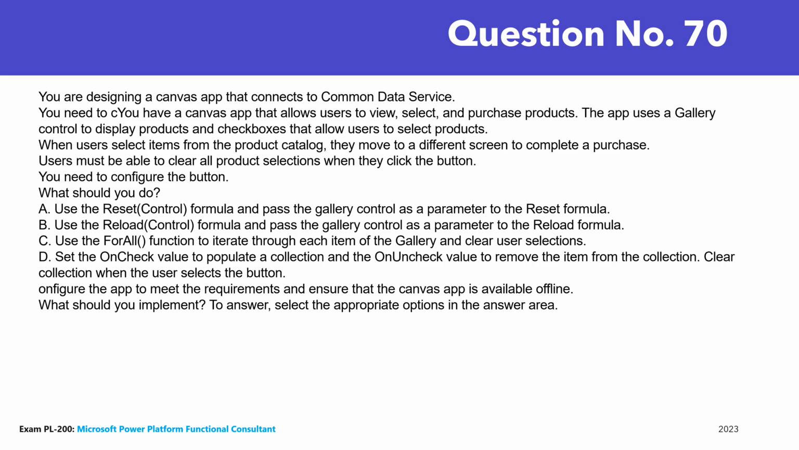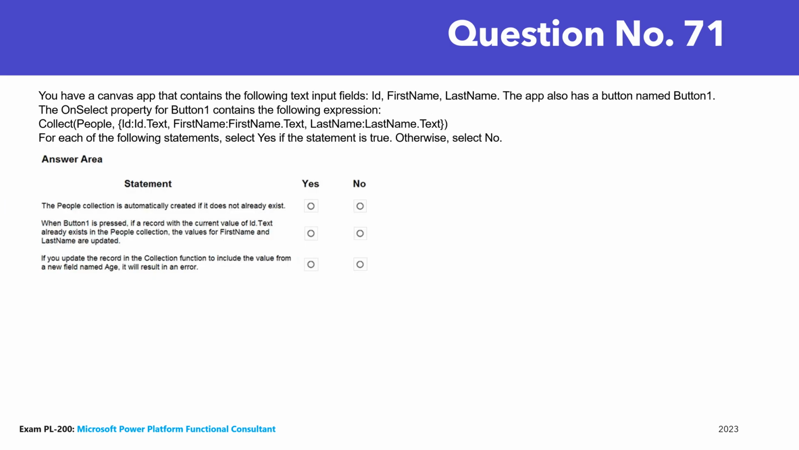Configure the app to meet the requirements and ensure that the Canvas app is available offline. What should you implement? To answer, select the appropriate options in the answer area. Correct answer, A.